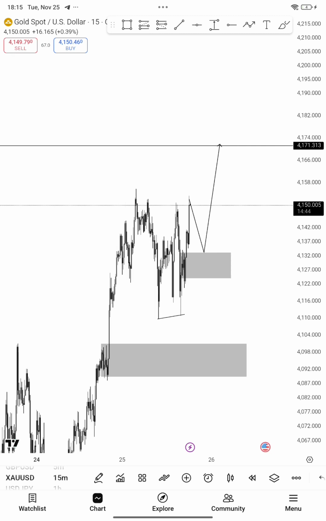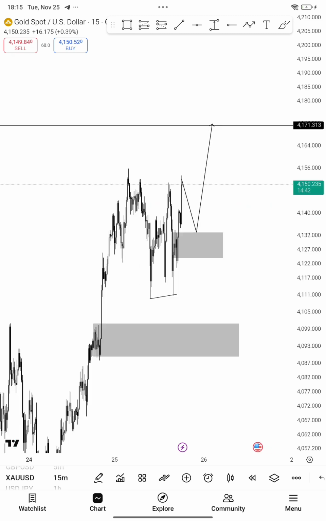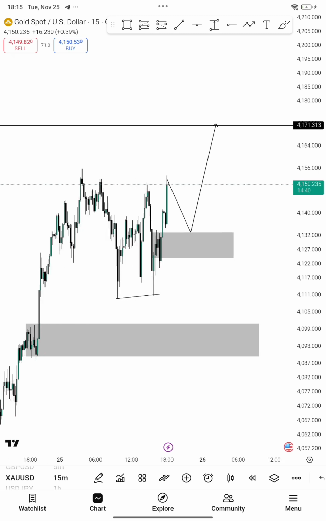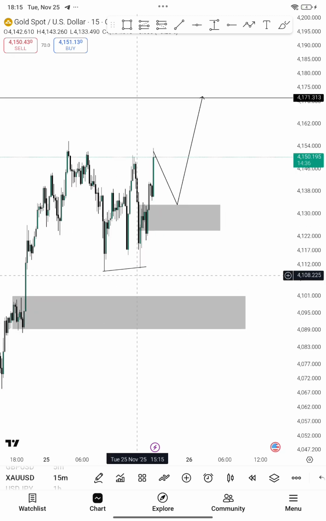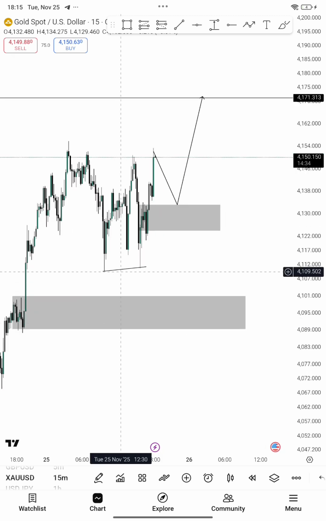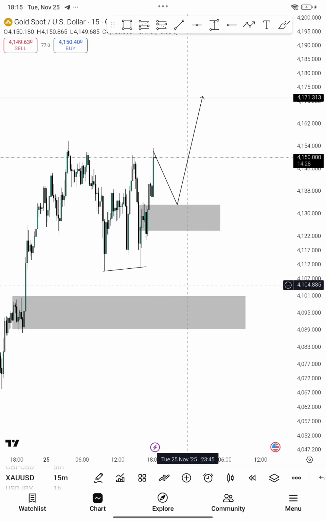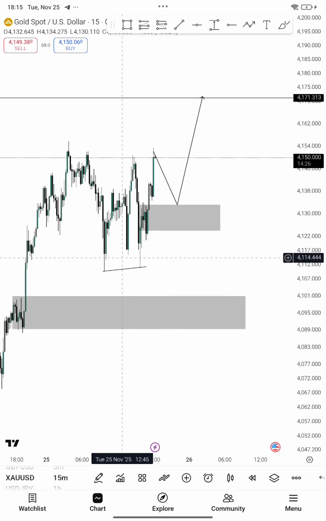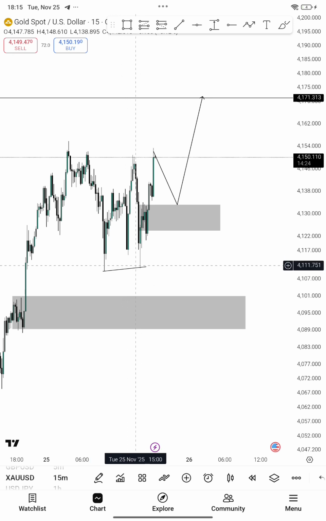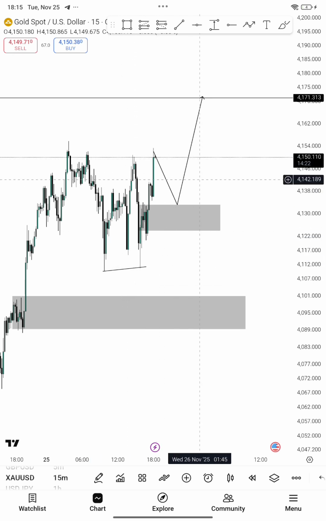So why do I have this other analysis here? The reason I have this other analysis here is that here is obviously liquidity. This point is obviously liquidity. So I'm not taking trade. If this market wants to come below this point, this will be my next POI because here is liquidity. I cannot take any trade from it. So this is my gold analysis.